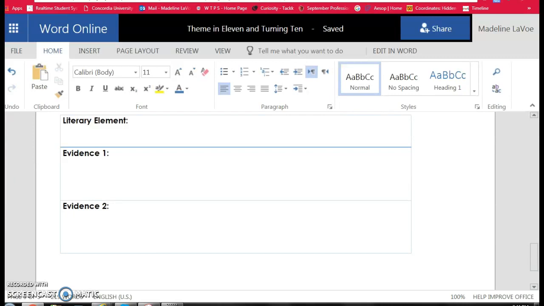It is your goal to complete this green paper by the time you leave class today. If you do not finish it, it is homework. So really work your hardest. You can work with a partner if you'd like, but it is homework if you do not finish it. If you finish early, you may work on independent reading. So you can read your independent reading novel.